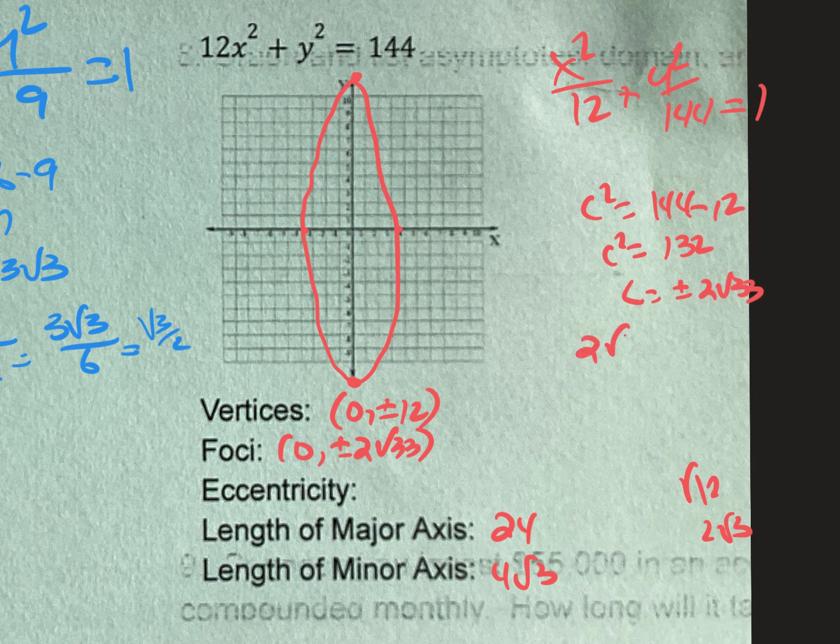Eccentricity is c over a, so I'm going c over a. a was 12, so I'm going to punch in square root of 33 divided by 6. So I get 0.9574 for eccentricity.